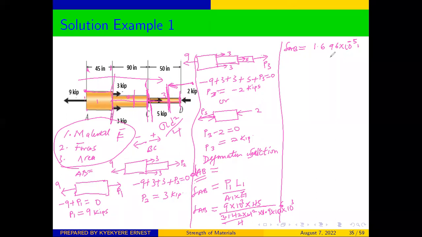You can as well determine the deformation in B to C. Deformation in B to C, our delta will be equal to P2 L2 over A2 E2. So from there, the deformation in BC is going to be the force in P2.